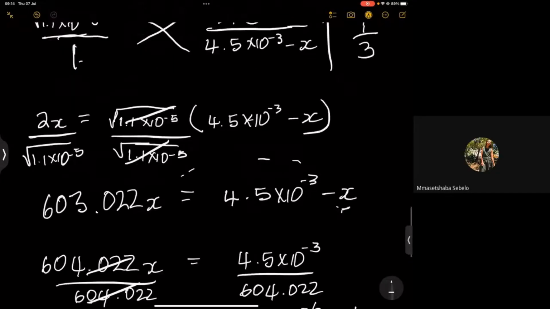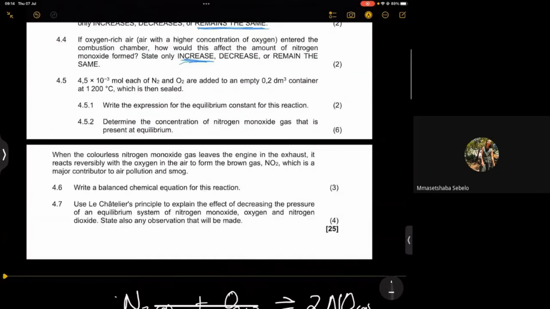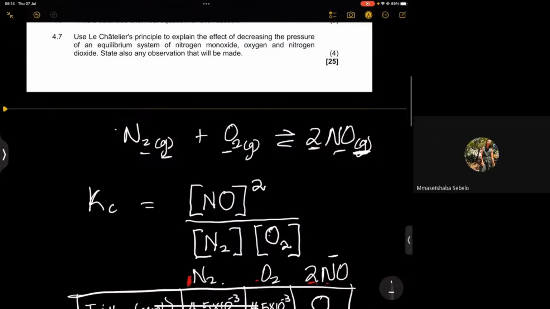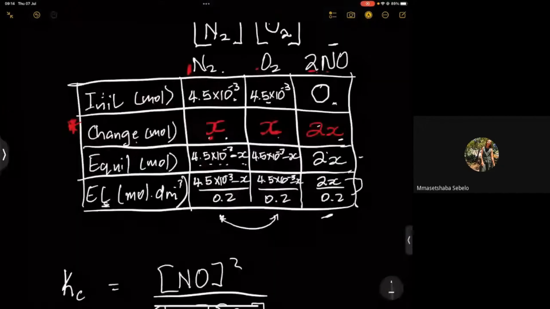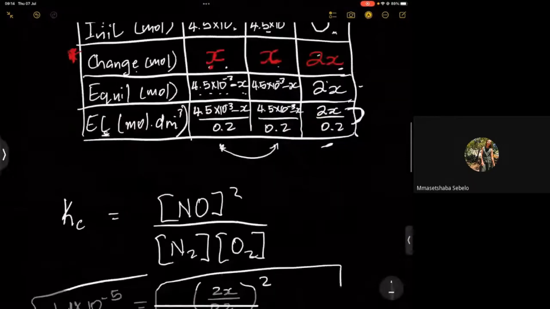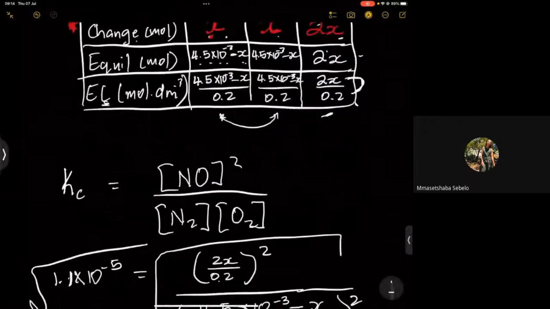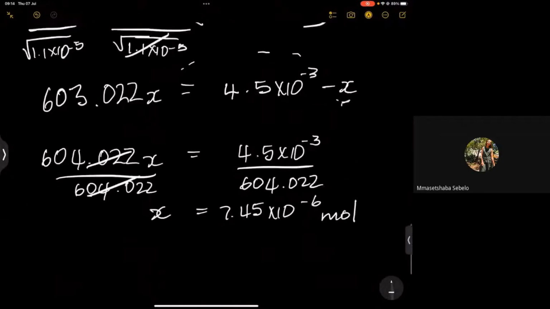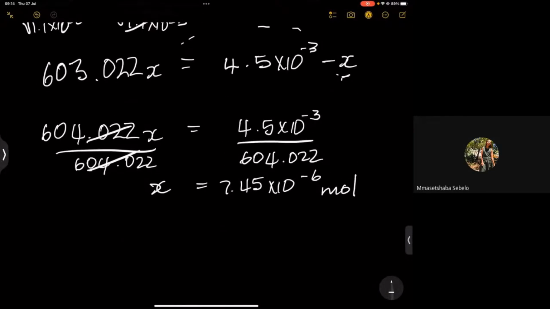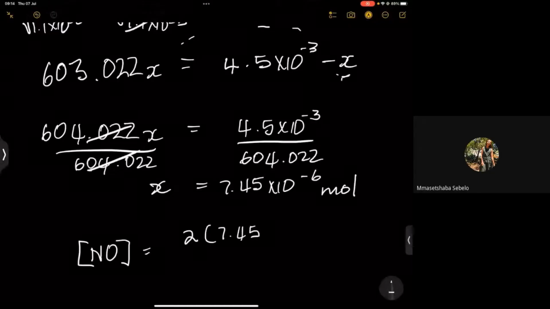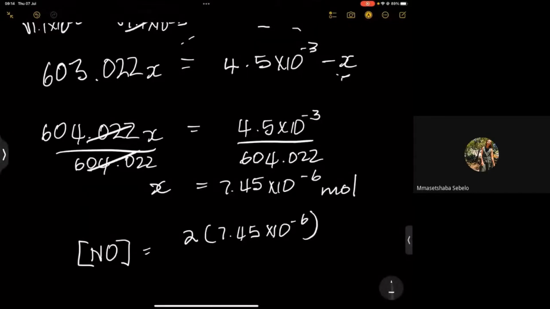However, remember what they asked us. They asked us to find the concentration of nitrogen monoxide present at equilibrium. So this would be the expression for nitrogen monoxide at equilibrium. We're going to take 2 times x divided by 0.2. We got the x, so the concentration of nitrogen monoxide would be 2 times 7.45 times 10 to the minus 6, divided by 0.2.